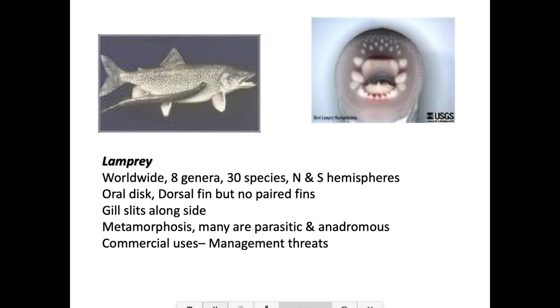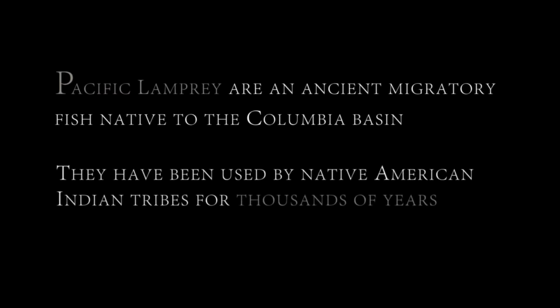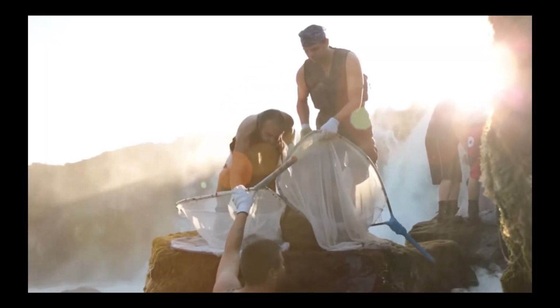They are an important food source for some Native American tribes, and in some European countries, tinned lamprey are considered a delicacy. They gave themselves up so that we could live on this world. Role in our life and our culture.